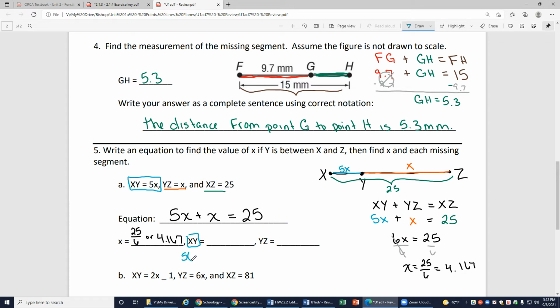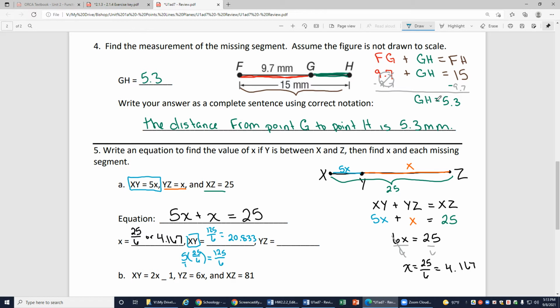Okay, so then for my XY, the XY is just 5 times x. So I'm going to do 5 times our x, 5 times that 25/6, which is going to be 125/6. Right? Because think of it multiplying over 1. 5 times 25, 1 times 6. So 125/6, which as a decimal, rounded to 3 decimal places, would be 20.833.